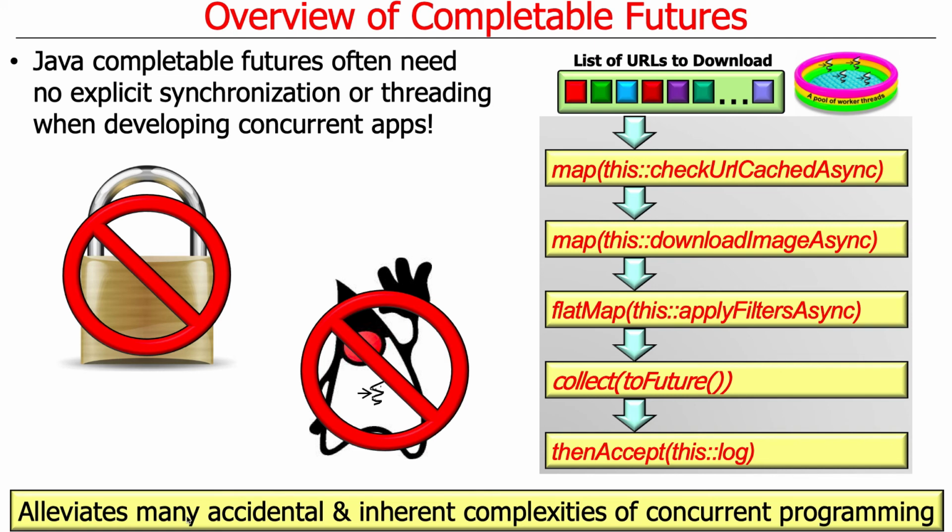Another really cool thing about completable futures, much like with parallel streams, is that you don't have to worry about locking most of the time. You don't have to worry about spawning threads or thread operations. All this stuff is done magically for you by the Completable Futures framework, and that will therefore alleviate a bunch of accidental and inherent complexities of concurrent programming, because those error-prone operations are handled for you under the hood.